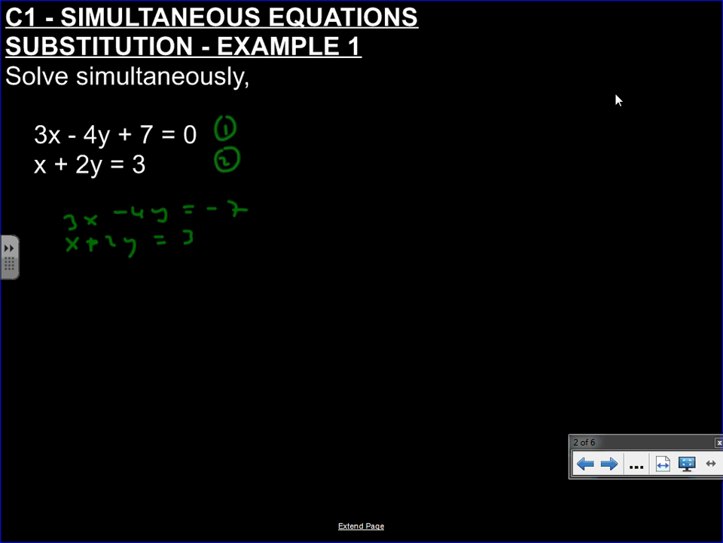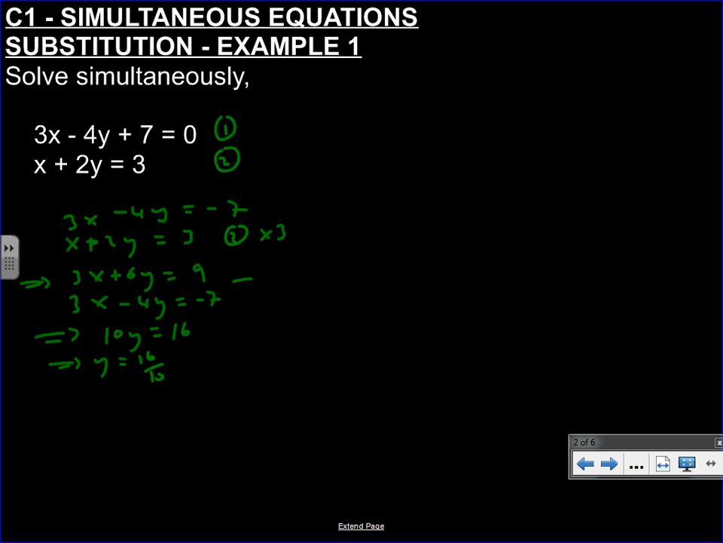So you would times number 2 by 3, and you would say, well, that's 3x plus 6y equals 9, and you'd bring back your old equation and you'd subtract, and you'd get your 10y equals 9 minus 7, so that's 16. So therefore y equals 16 over 10, which is 8 over 5. Fair enough, but what does that really mean? And can we come up with a more efficient way of doing it?